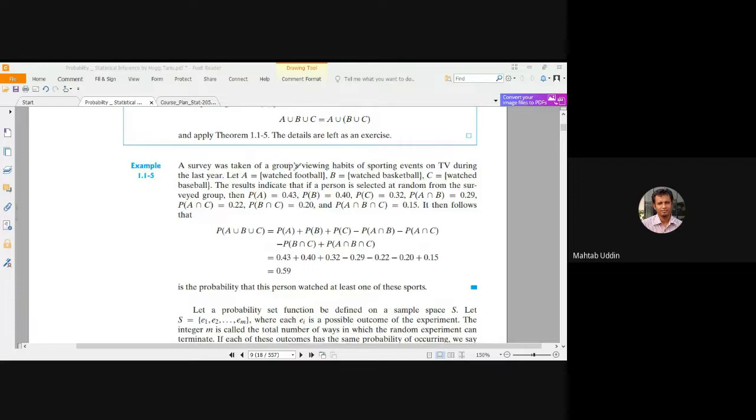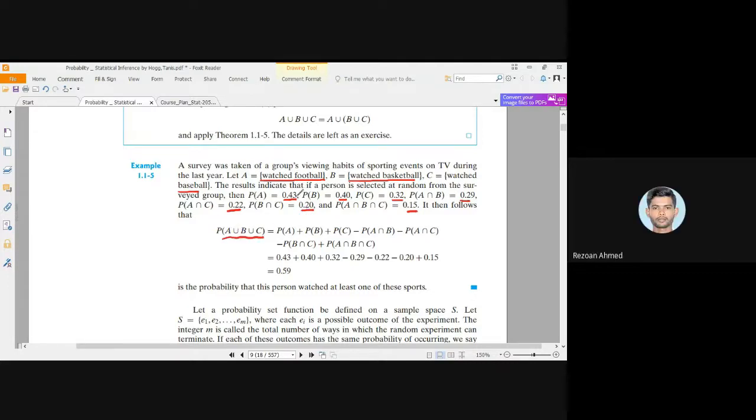A survey is taken of a group of viewing habits of sporting events on TV during the last year. A watched football, B watched basketball, C watched baseball. Okay. 0.43. Actually, probability means percentage. 0.43, that is 43%. That is, 43% people watch football. 40% basketball. 32% baseball. 29% football and basketball. 22% football and baseball. 20% basketball and baseball, and 15% all 3 games, right? Now can you tell me what is meant by this?